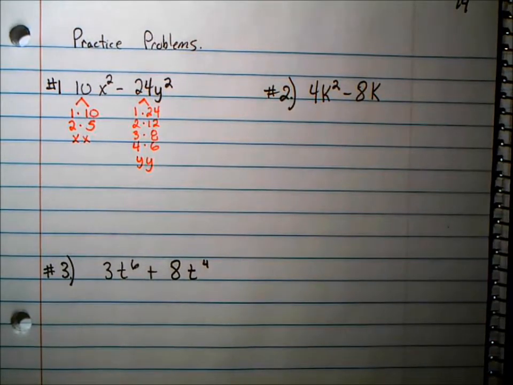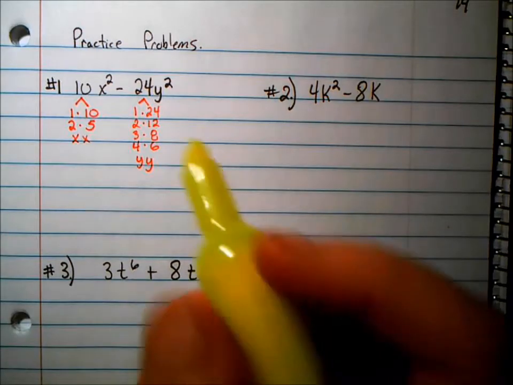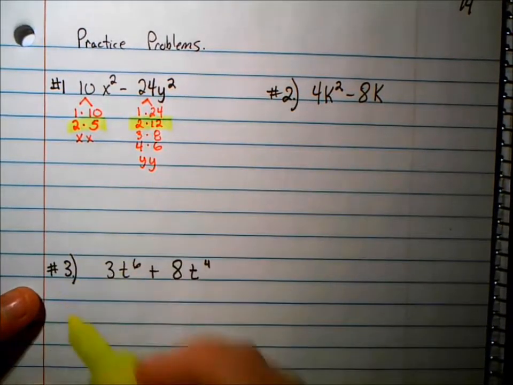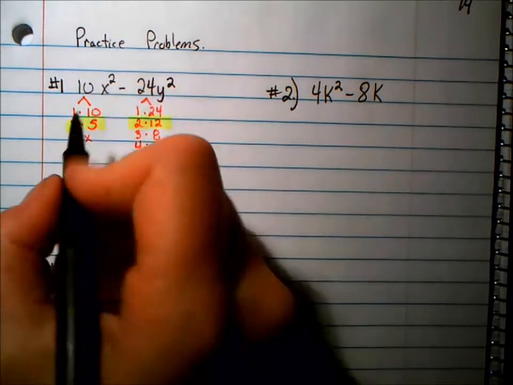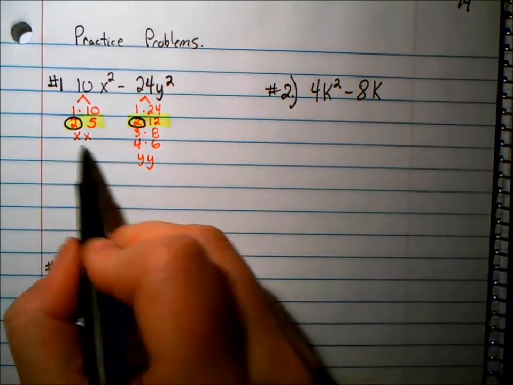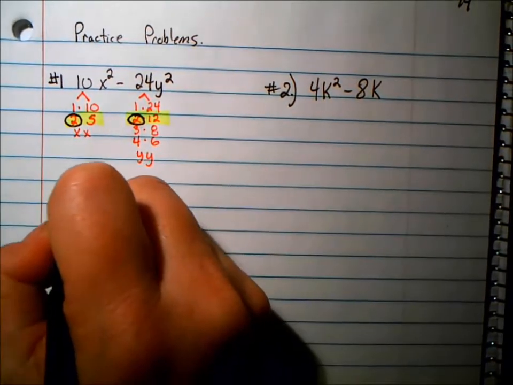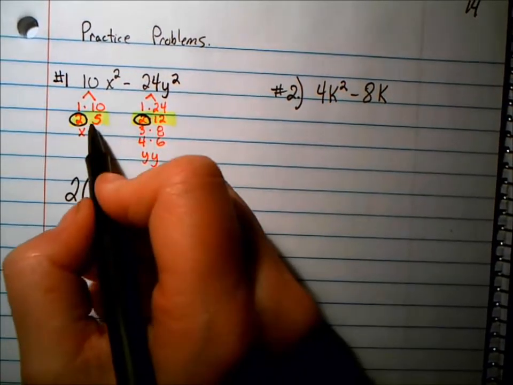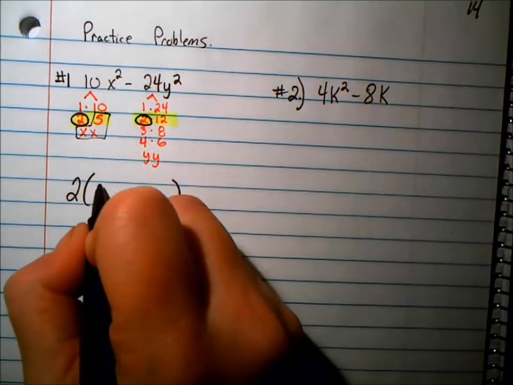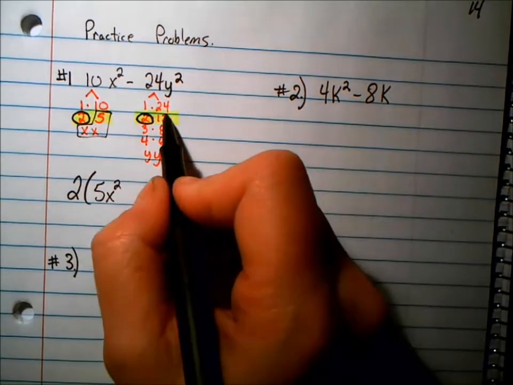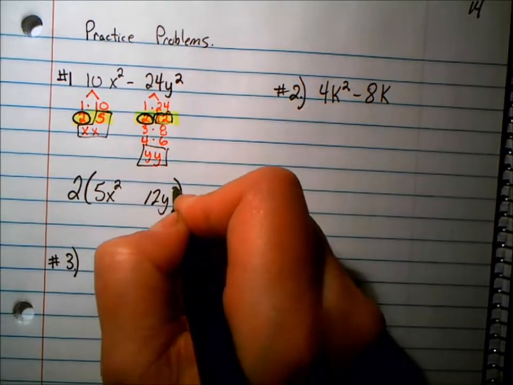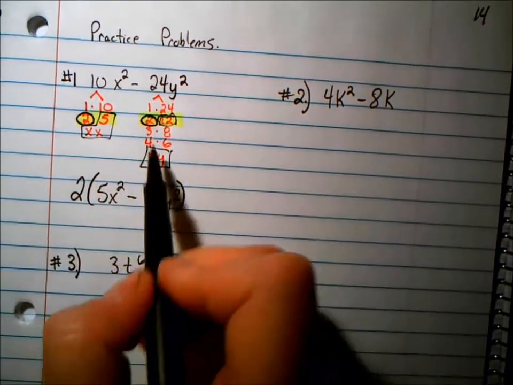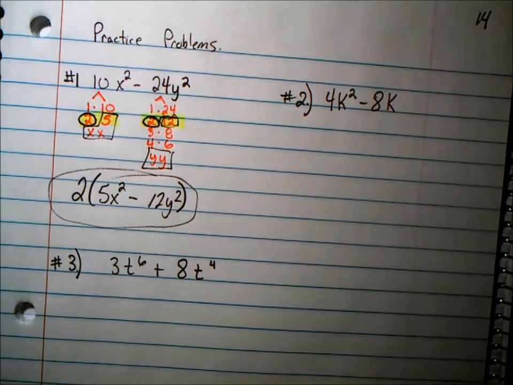If I'm looking for the greatest common number, it looks like the 2 is in both of my columns for this particular problem. So, if I'm saying the 2 is my greatest common factor, I don't have any letters because they're different. That means I'm going to have a 2 with the parentheses. What's left is a 5x squared, and what's left on this one is the 12 with also y squared. Bring down your minus sign from your problem and circle your answer.